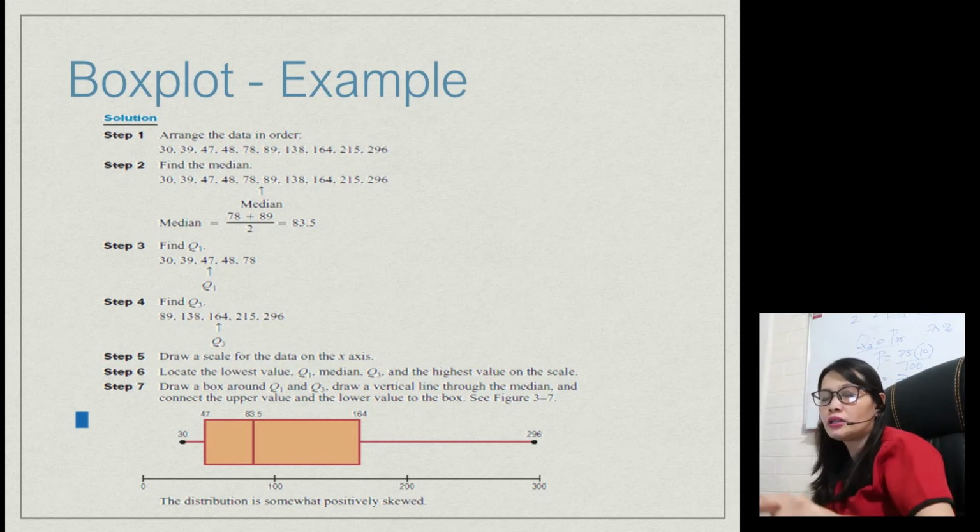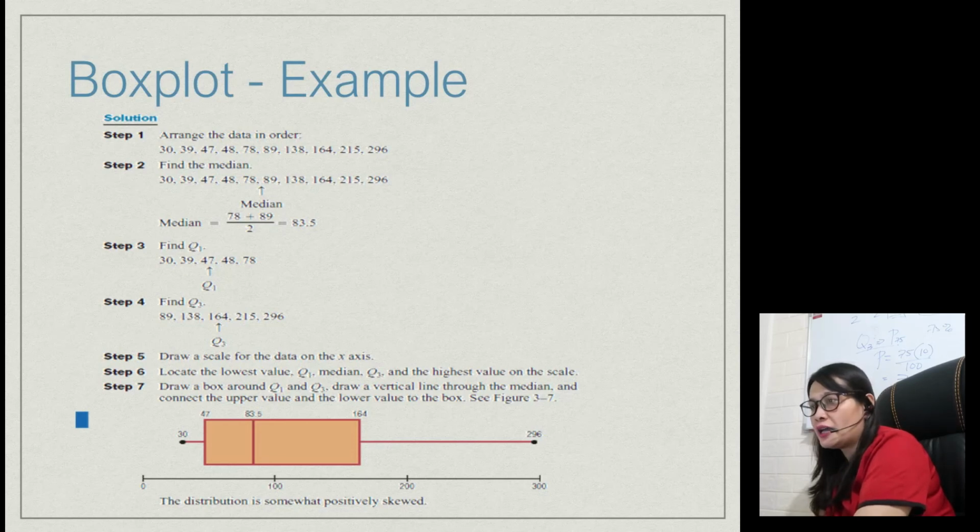Now next, quartile 3. Paano naman yung quartile 3? How do we solve for it? Okay, so that will become 7.5. So 7.5 will be equal to 8. So what is your 8th number? Okay, 164.